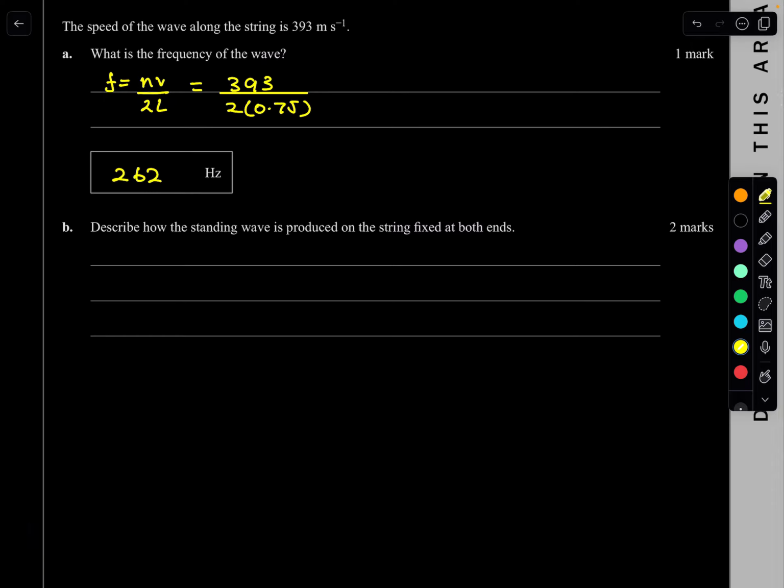Describe how a standing wave is produced on a string fixed at both ends. I've seen this question quite a lot of times in exams, and this is what you just need to say. Standing waves overall are formed when two waves of certain frequencies, there have to be certain frequencies, not all, remember from this formula, not all frequencies create a standing wave, only certain of them.